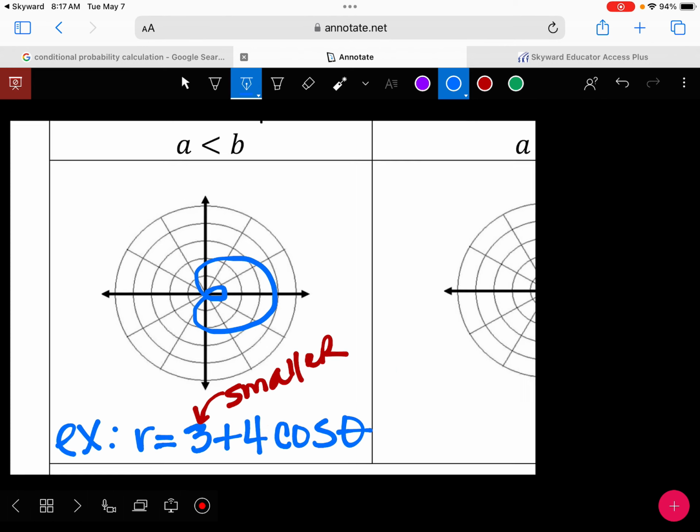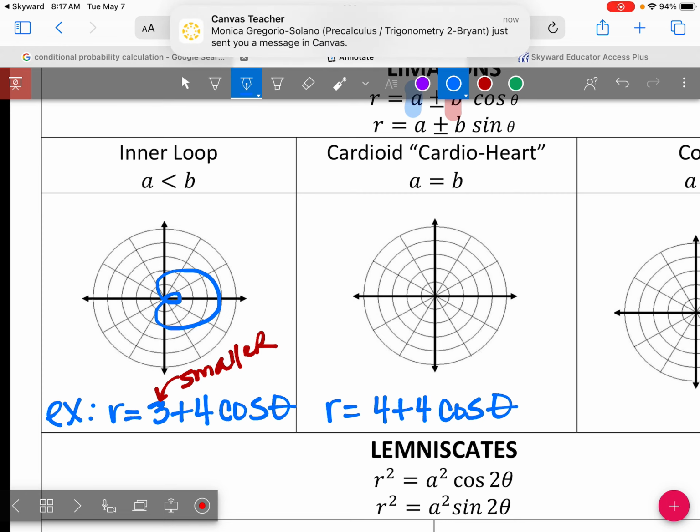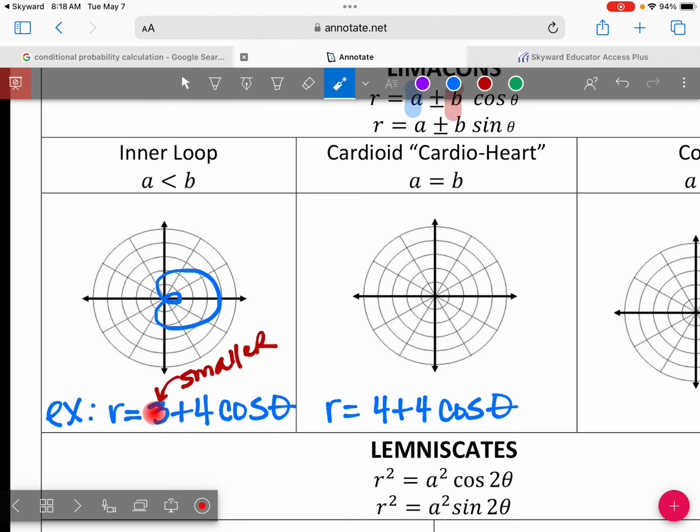So if we were to make them equal to each other, for example, r equals, let's say, 4 plus 4 cosine theta, what that does is it gets rid of the inner loop. So if you don't want to graph something on the project that has an inner loop, you just need to make sure that the first number is not smaller.